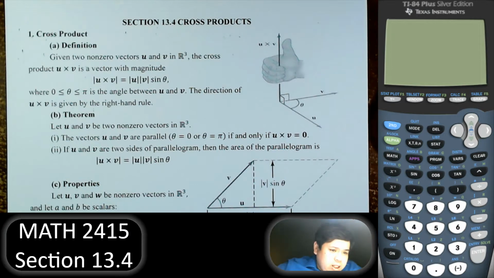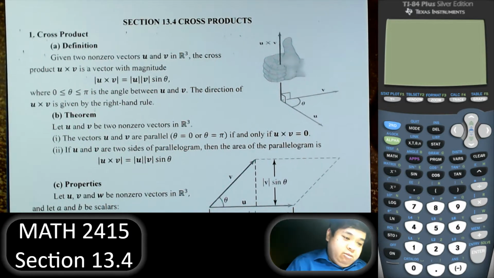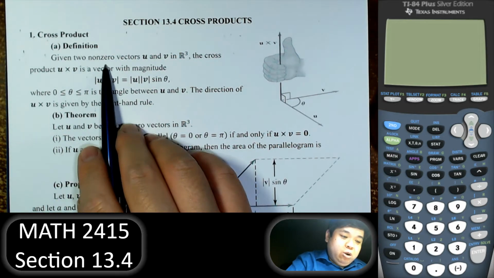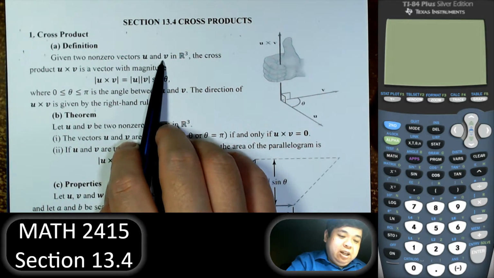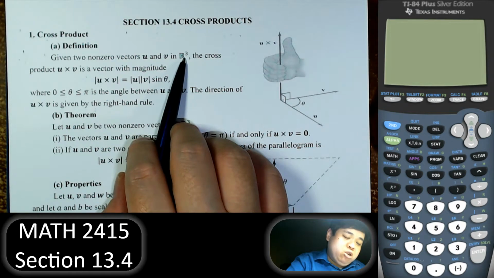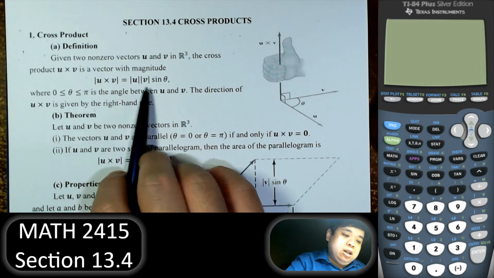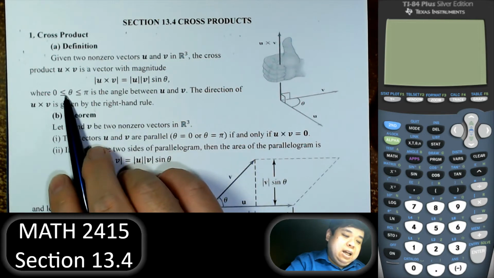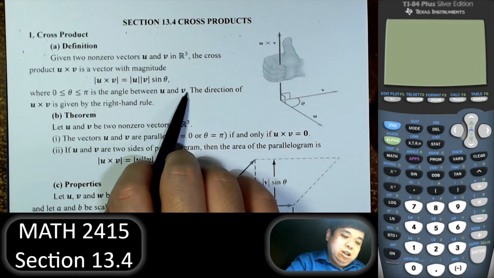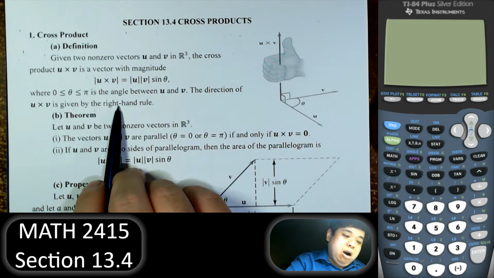Right, cross products. Let's go over the definition first. Given two non-zero vectors u and v in R3, three-dimensional space, the cross product is a vector with magnitude equal to that, and theta is the angle between the two vectors. Direction is given by the right hand rule.